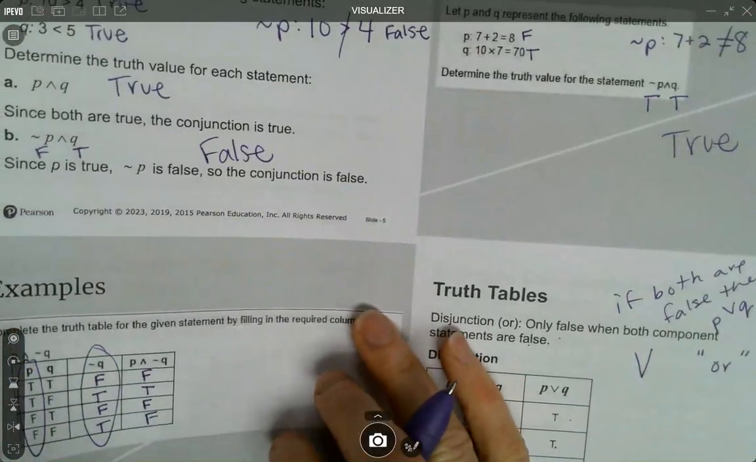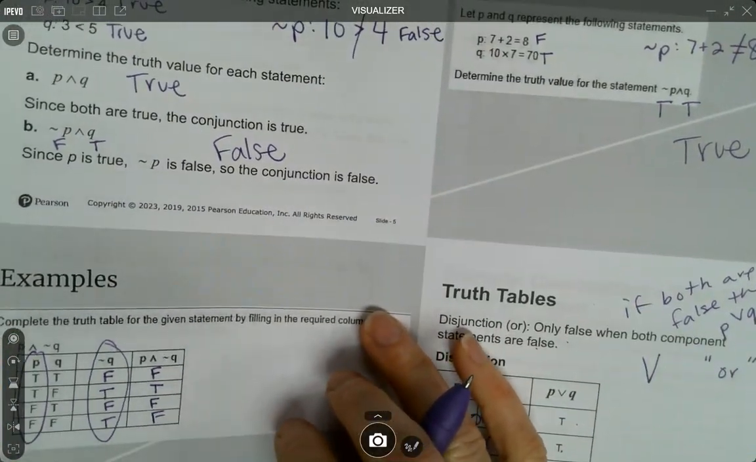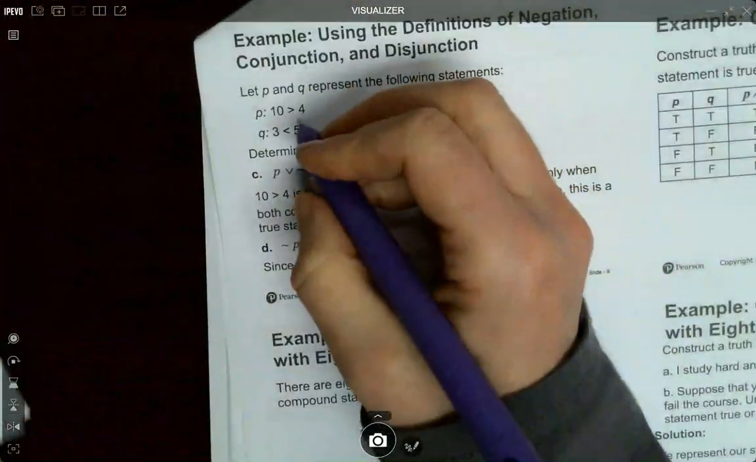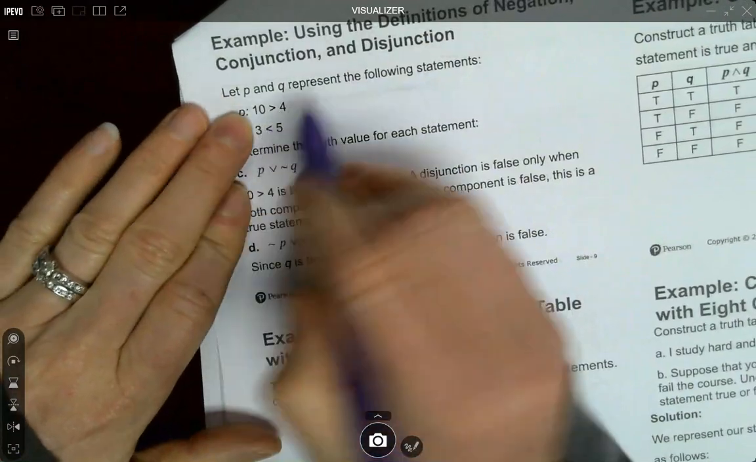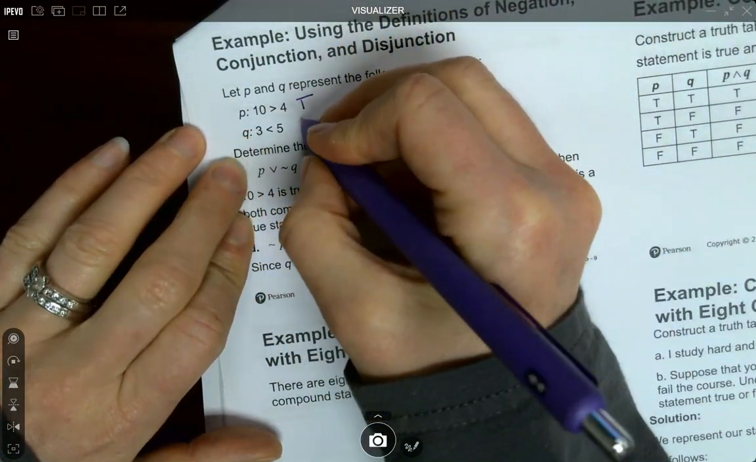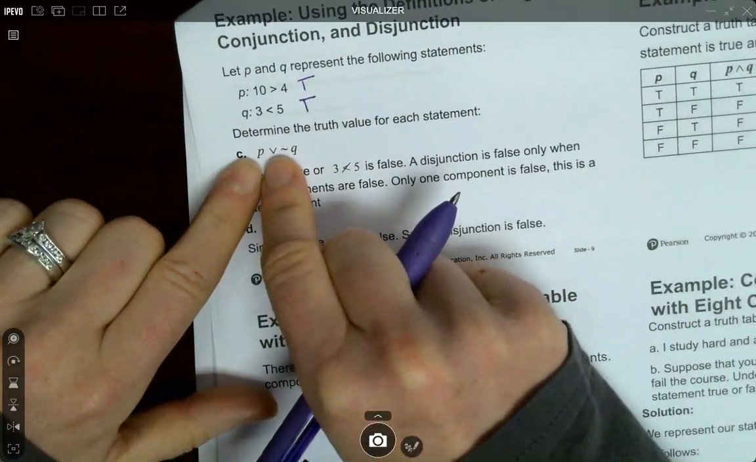Okay, so let's look at some disjunction examples. So this is similar to what we did earlier. 10 is greater than 4. That is true. 3 is less than 5. That is true. So let's look at the negation.